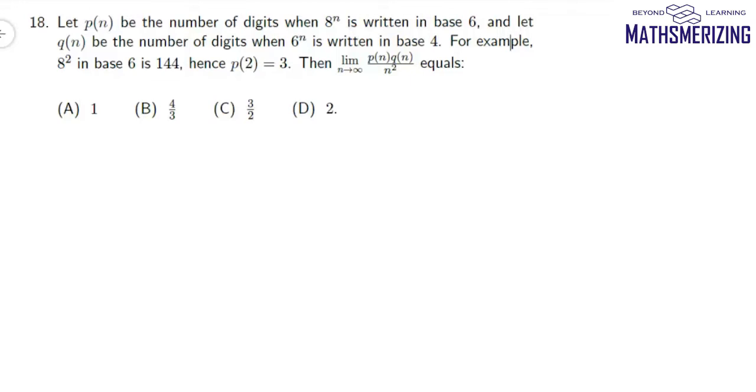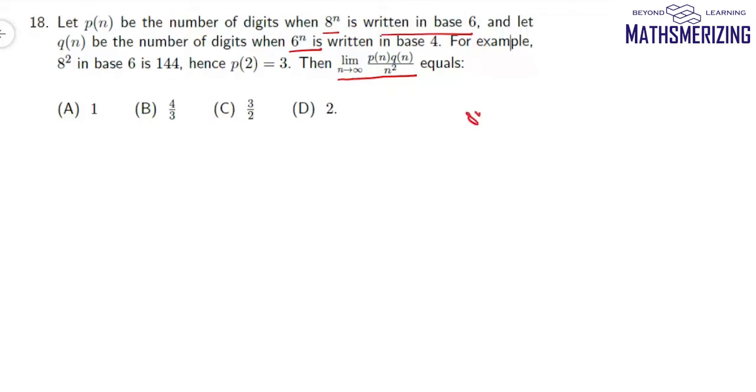Now question number 18. It says let Pn be the number of digits when 8 to the power n is written in base 6, and let Qn be the number of digits when 6 to the power n is written in base 4. We need to find this limit, which is the limit as n tends to infinity of Pn Qn upon n square. Now there is a direct formula for that.